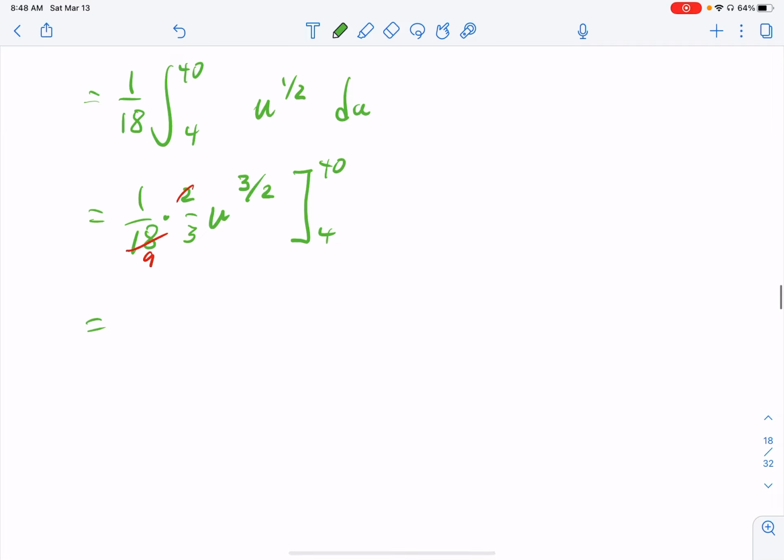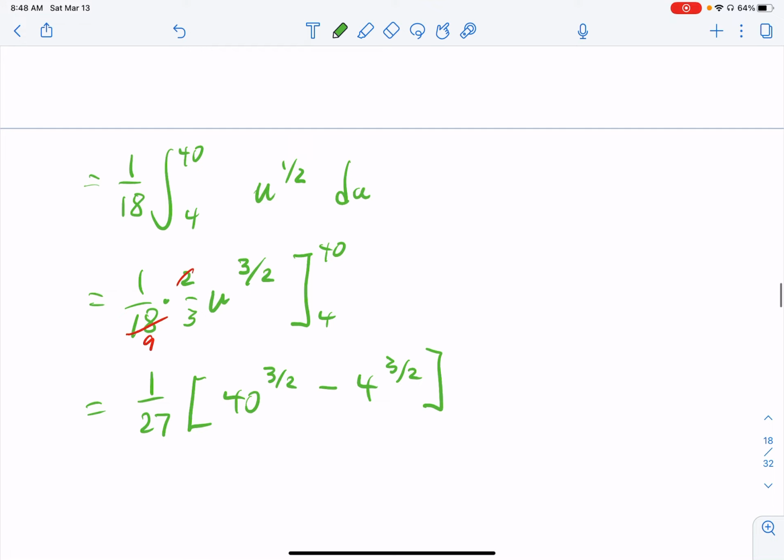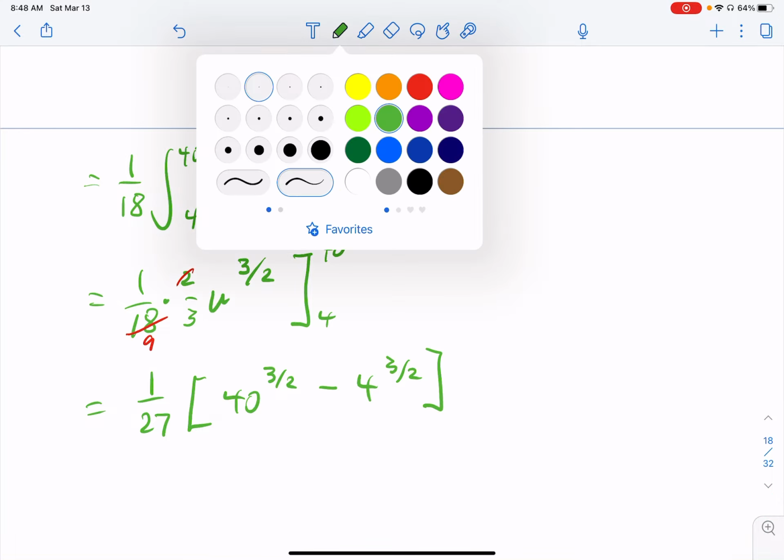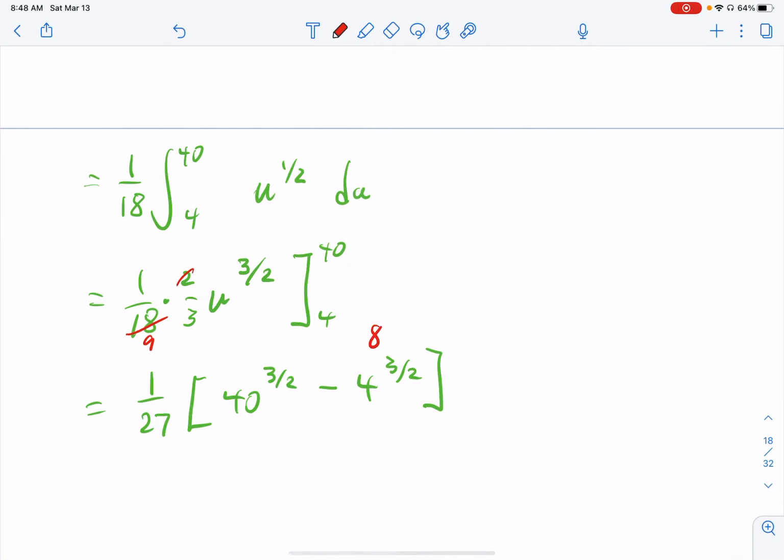Now we're ready for our substitution, our FTC. 1/27 on the outside, times 40 to the 3/2 power minus 4 to the 3/2 power. I would recommend just leaving it like that. This one you're not going to simplify too much further. This one you could, because you can take the square root of 4, get 2, and 2 cubed is 8. So you could rewrite this part as an 8, maybe if it's a multiple choice question and you had to match it up. But over here, probably not so much. Okay, well, there we go.